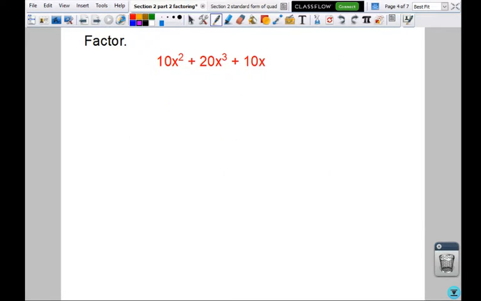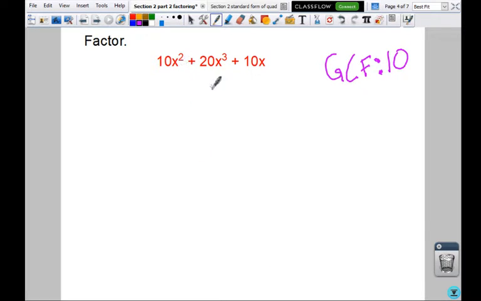Alright, we can do another one. So I have 10x squared plus 20x to the third plus 10x. So I need to find my GCF. Is it 10x or is it 10? Well, let's look. They all have 10. 10 goes into here, and 10 goes into here, and 10 goes into here. So my GCF is gonna be 10. But then let's look at our variables.